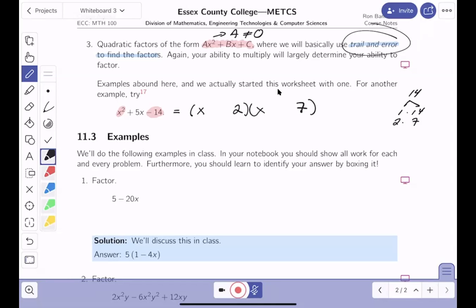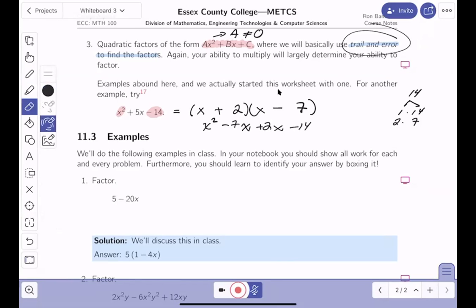But now I got to get minus 14. So I'm going to put some signs down. I'm not saying it's going to work. I'm saying I'm going to try it. What does this give me? X squared minus 7x plus 2x minus 14. Well, I get the first term, last term. Unfortunately, I don't get the middle term. So this was not correct. This is my first try. First try didn't work. So I need to try again.